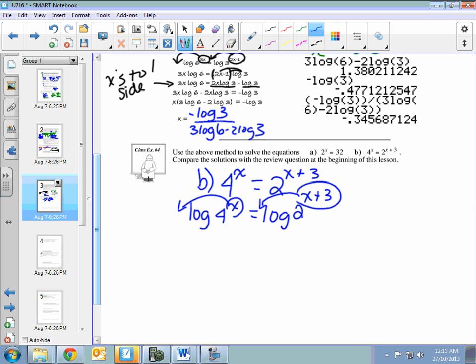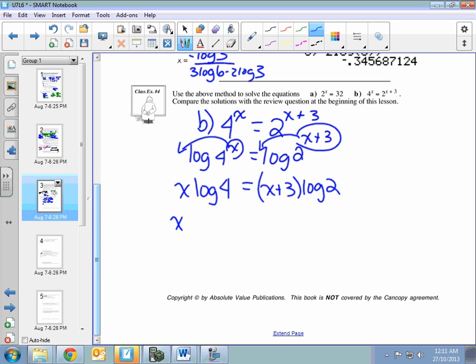So if I take that left-hand side exponent out in front, this is equal to x times log of 4, and then it'll be equal to, don't forget brackets because it's a binomial, x plus 3 times log of 2. I'm just going to rewrite the left-hand side because there's nothing there that I can change. And on the right-hand side, I'm going to distribute my x and my 3 and multiply them both to log of 2. So this equals x log 2 plus 3 log 2.